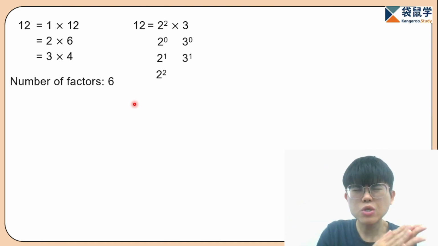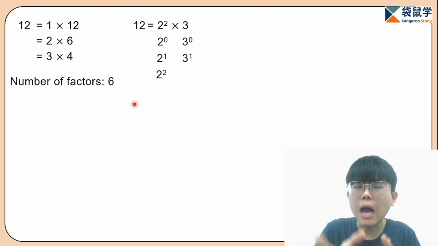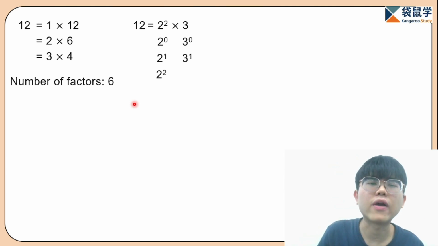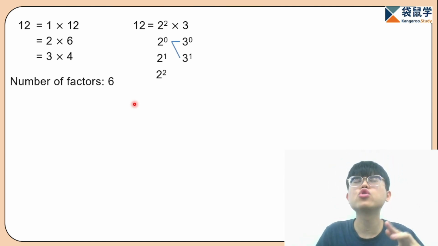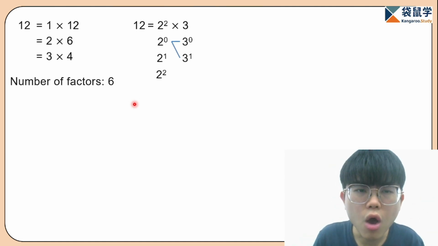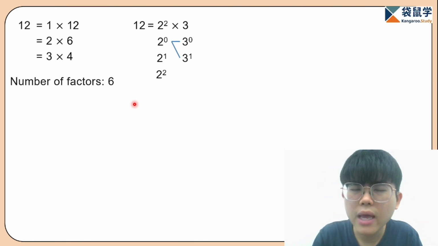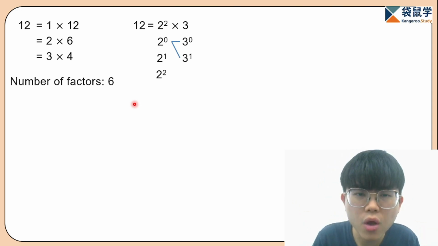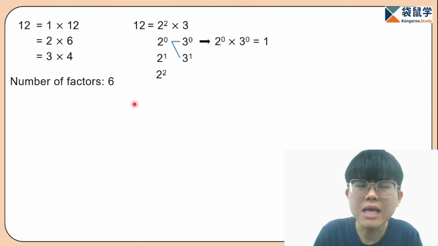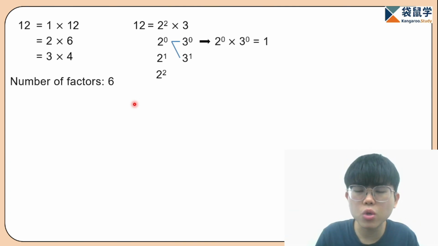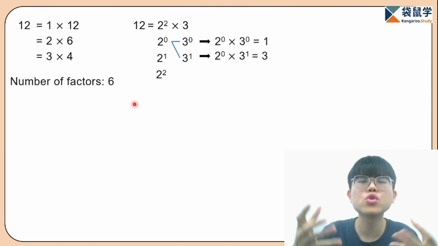And everyone, you see, what if now I select 2 to the power of 0, then next I select the prime factor 3. You can see that there will be two different combinations here. I can have 2 to the power of 0 times 3 to the power of 0. What do we have here? We multiply together, and this is just equal to 1. And 2 to the power 0 times 3 to the power 1 is just equal to 3.